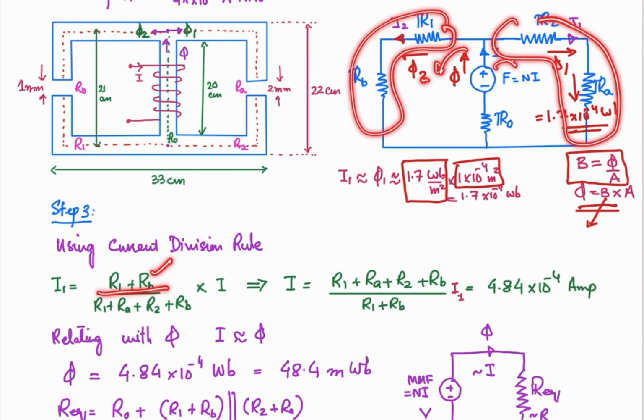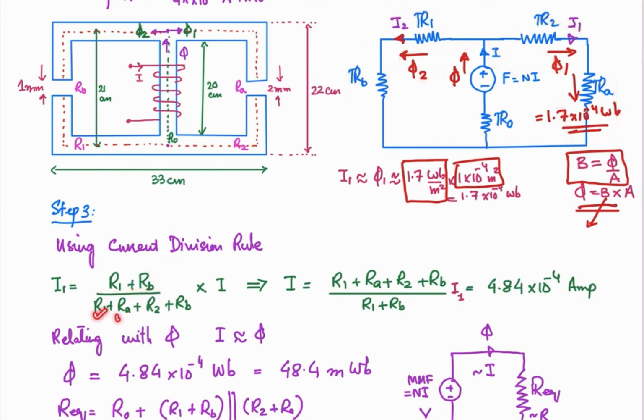This current will be divided in these two parts, so R1 plus RA plus R2 plus RB into this total current I, and in terms of flux this will be replaced by the reluctance, and this will be replaced by the flux. Okay, so from here if I work out for I, it will be equal to R1 plus RA plus R2 plus RB divided by this into I1. So you will get the total current, or in terms of magnetic circuit, the total flux.